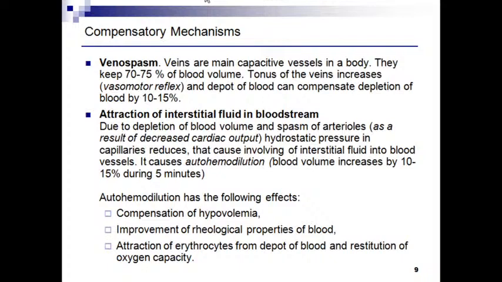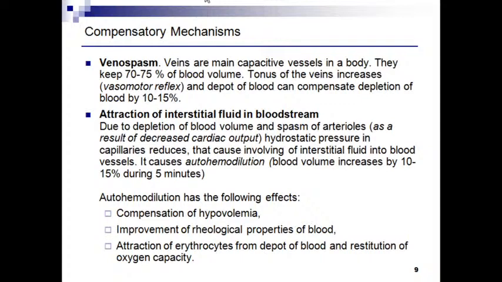Since the bleeding starts, the organism of the patient tries to compensate for blood loss, because blood loss is a very dangerous state, and for preservation of life, the organism tries to compensate for bleeding to maintain blood circulation in physiological systems and organs.